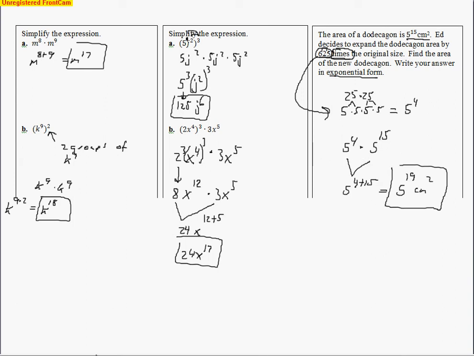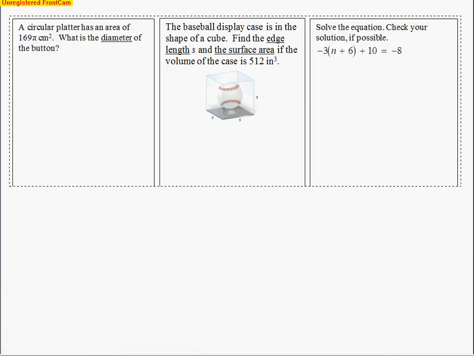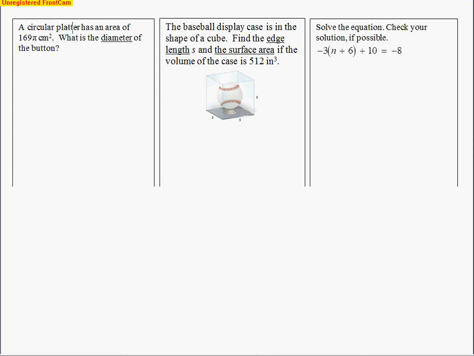So let's take a look at the last three problems here. This first one says a circular platter has an area of 169 pi centimeters squared. They want us to find the diameter of this button. And so I think we should have changed this word here to platter instead. But anyhow, I'll fix that later. So we see that the diameter is the distance all the way across. Well, I know the area formula involves radius. And so again, the diameter is the distance going all the way across, though.